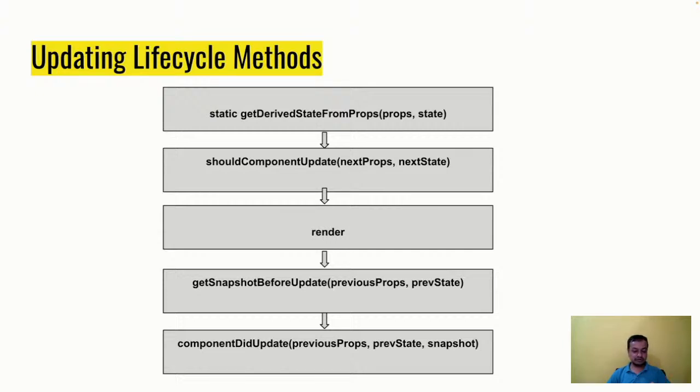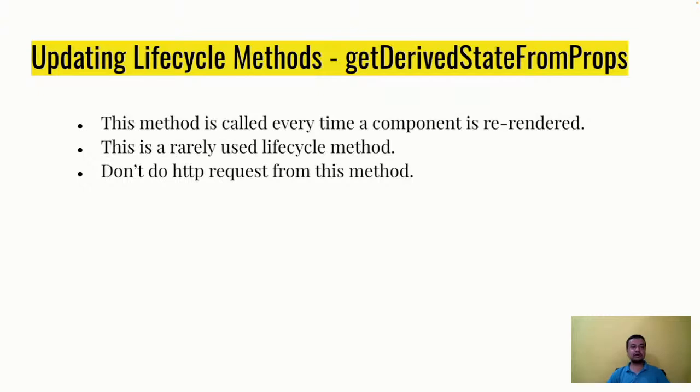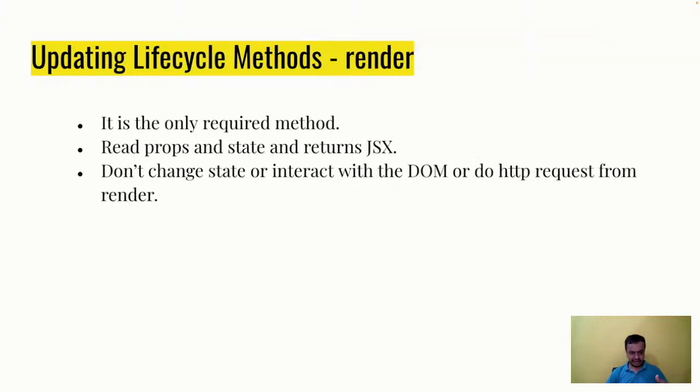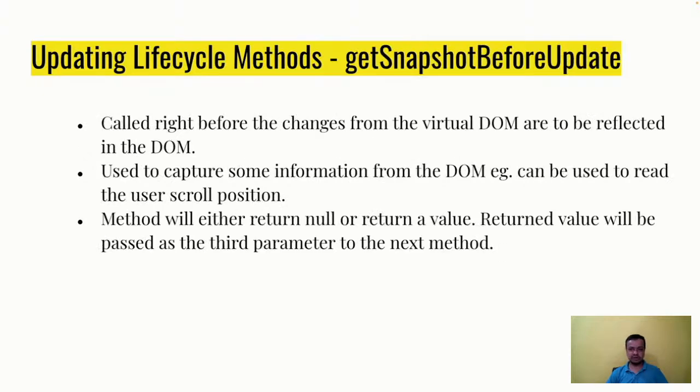Get derived state from props is there. This method is called every time a component is rendered. We're not going to learn much about it because in hooks it is not there either. Then should component update. It used to be used earlier for optimization, but I'm going to tell a better way in hooks through which we do optimization. Render, we have already learned about that. Get snapshot before update, again, we don't use it.